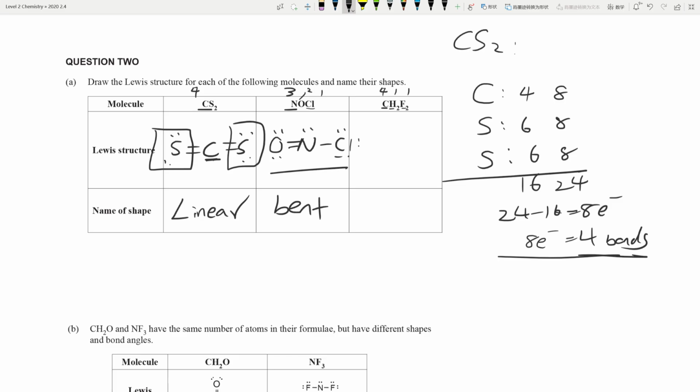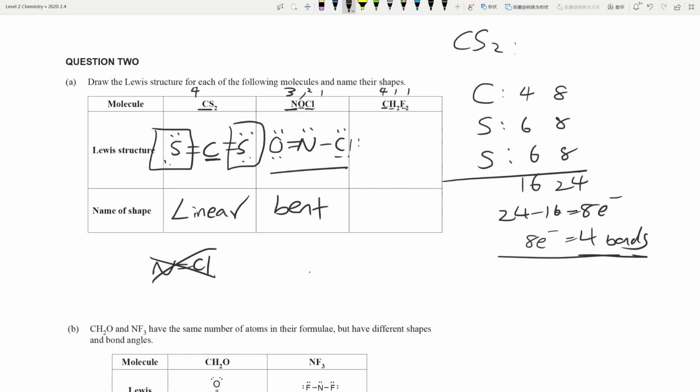So how did I know how to draw NOCl that quickly? Because I know nitrogen always needs 3 bonds, oxygen always needs 2 bonds, and chlorine always needs 1 bond. That's why you never double bond the chlorine. You never ever double bond the chlorine, because chlorine only needs to gain 1 electron to form a stable compound.